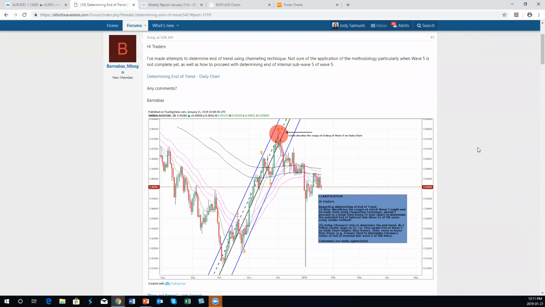And the reason is you can't see all the subwaves on the daily chart. So you can see the subwaves of this 5-wave sequence, but you're not going to be able to see the subwaves of the wave 5. But this is very, very nice channeling of this 5-wave sequence. So that's number one. Definitely go to a lower time frame, a 4-hour chart, to determine the potential end of internal subwave 5.